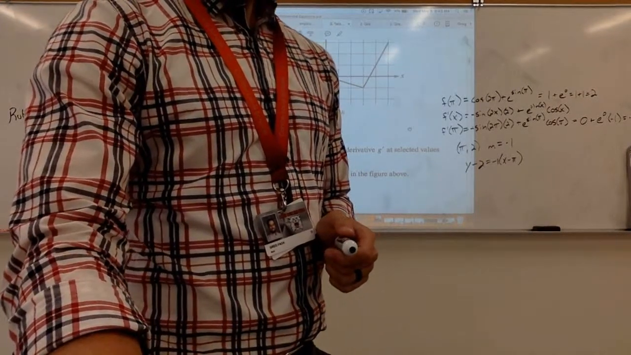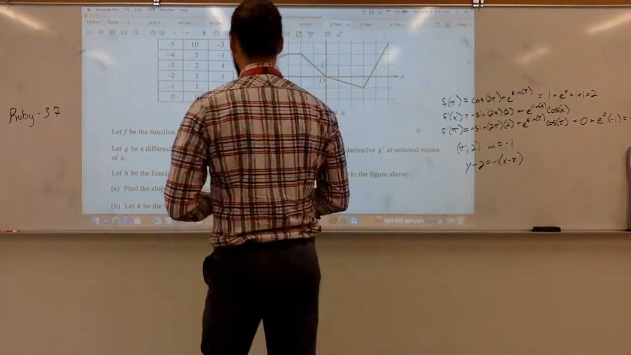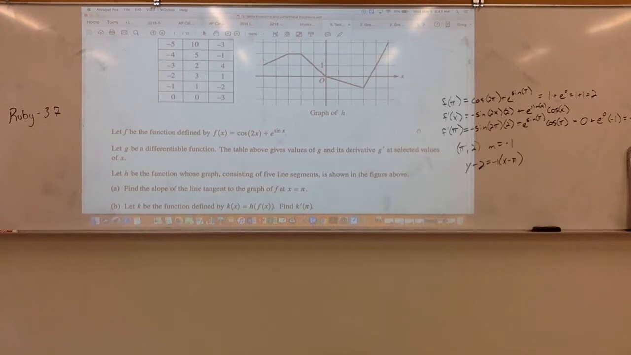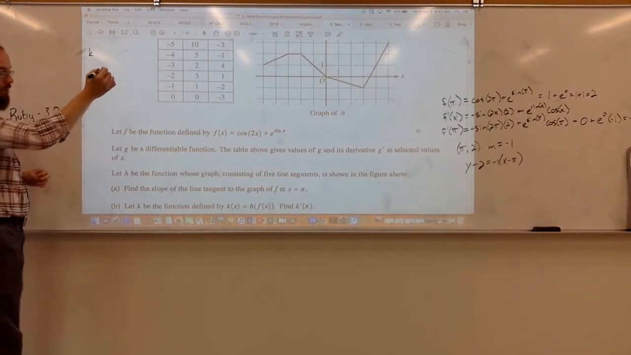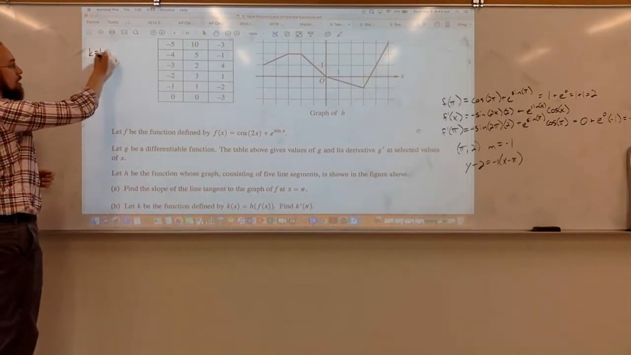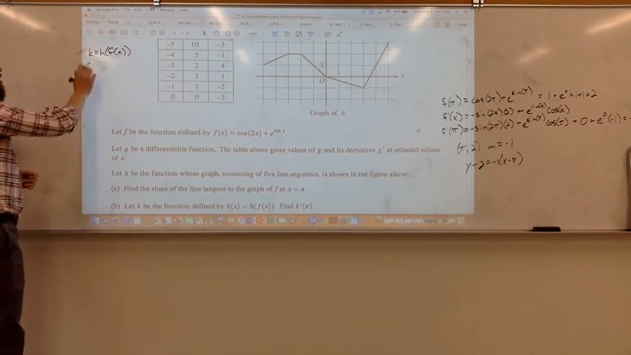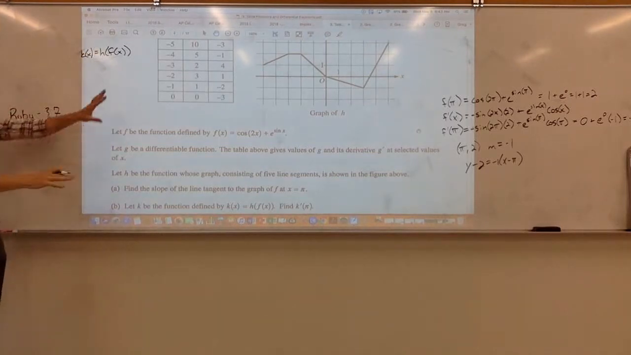Part B then says we're going to define some function k to be h of f of x. Find k prime of pi. So if we've got k is h of f of x, I guess before I worry about any of these functions, what they actually are, how would I take the derivative of this?